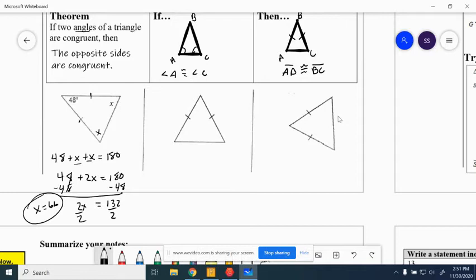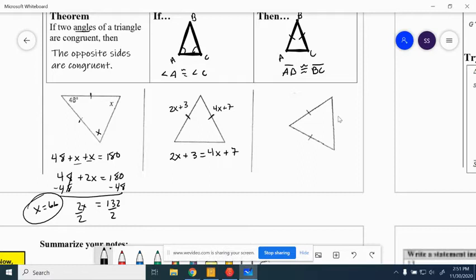All right, how about we try a different one here? What if we know that this side length is equal to 2x plus 3, and this one here is equal to 4x plus 7? Well, if we know that these side lengths are congruent by these markings, then we can just go ahead and set these two expressions equal to each other.